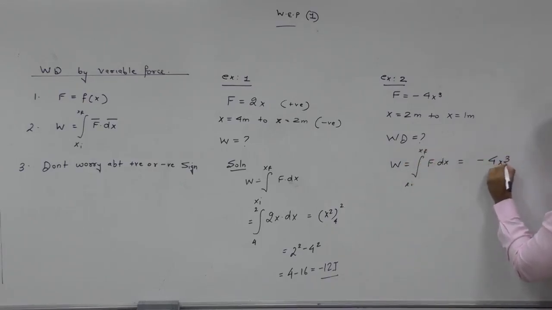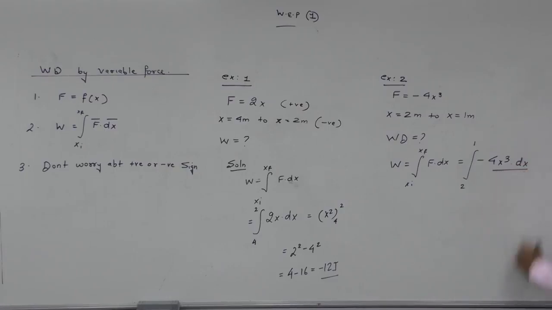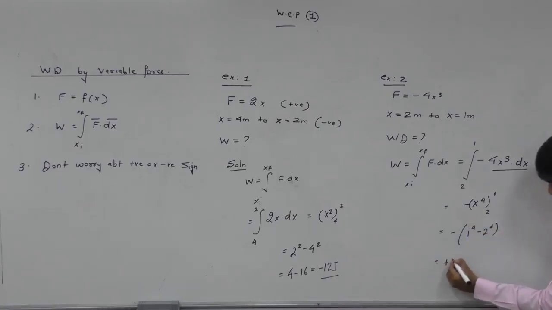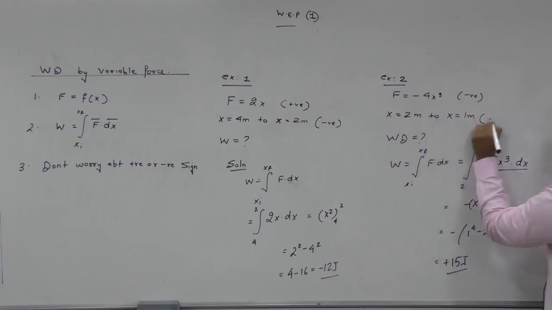Minus 4x cube. Integration 2 to 1 is the integration of this, x cube dx. x4 by 4, so 4 and 4 will cancel. So it will become what? Minus x4 from 2 to 1, minus sign, 1 raised to 4 minus 2 raised to 4. How much is the answer? Minus 15, and minus will become what? Yes or no? Now if you see, the force is, the displacement is, the work done has to be positive.